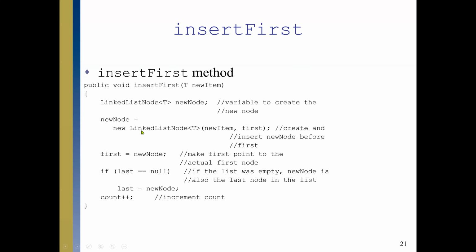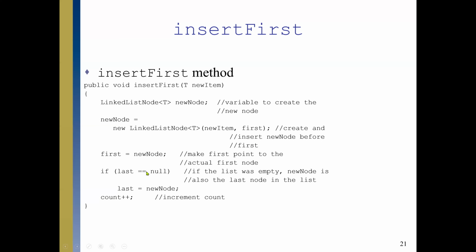Normally, we can write this as one line. So for example, I can say LinkedListNode newNode equal to new LinkedListNode. This is a constructor with arguments. So the arguments are newItem and also first. So this will create and insert a new node before first. Then we assign the new node to first.